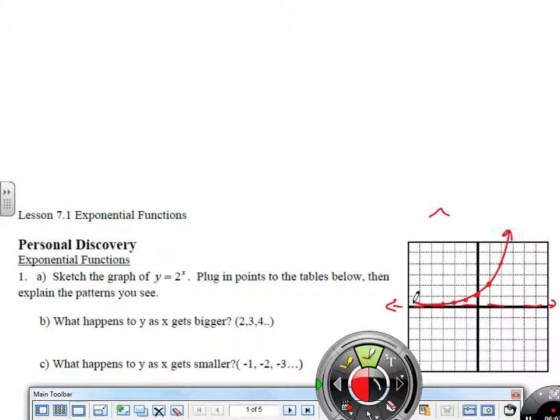It looks like this, where on this end it's growing drastically, and on this other end it's getting closer and closer to becoming 0, but not actually reaching it. Okay?